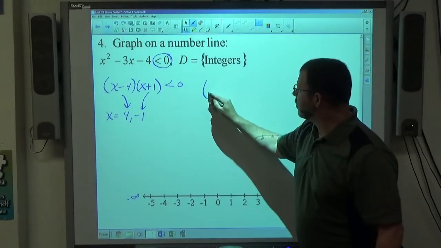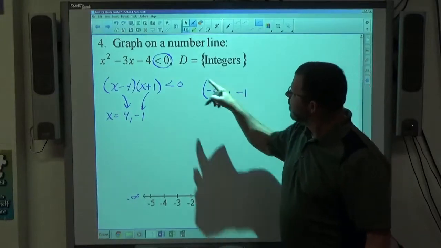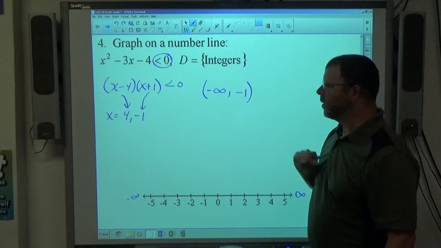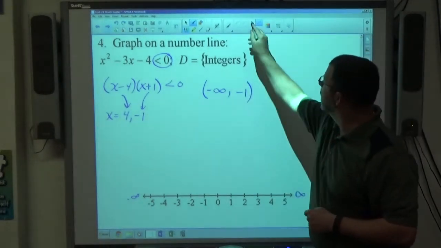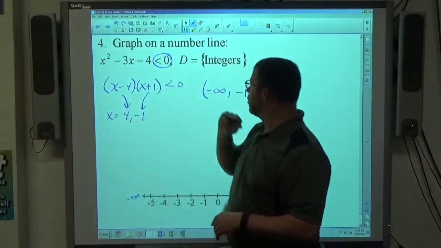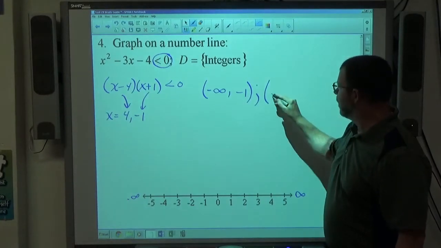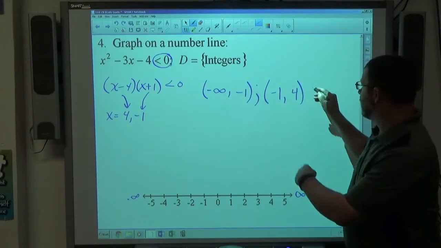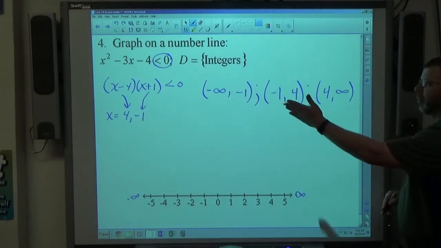So my first interval goes from negative infinity to the smallest number, which is negative 1. This inequality is a less than inequality. There's no equals to it, so I'm going to put a parentheses. Parentheses means we don't want to include it. If I bracketed it, that means I do want to include negative 1, but there's no equals to, so I don't want to bracket that. The next interval goes from that same number, negative 1, up to the next biggest number, which is 4. I've run out of numbers, so my final interval goes from that number 4 up to infinity. Again, I'm putting parentheses in every interval.